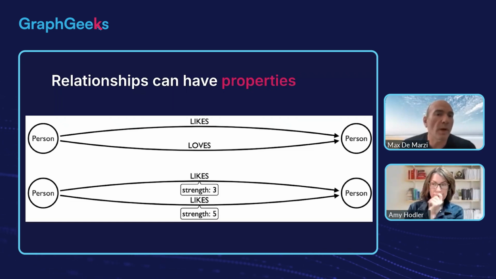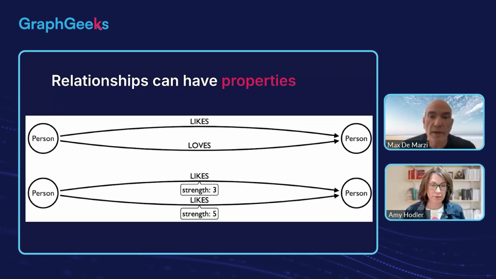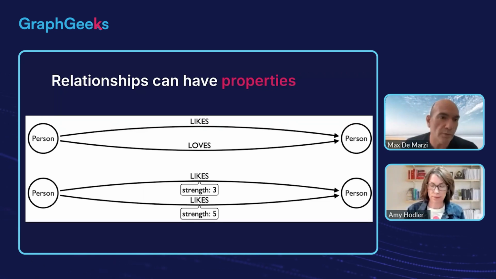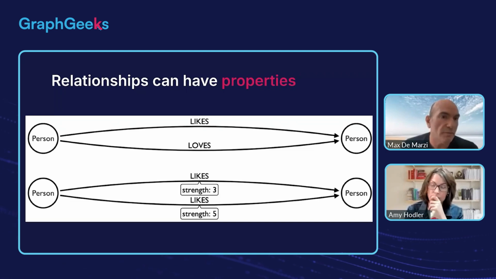Now, why would you choose one or the other? For example, we have a person who likes a person or loves a person, or has two different types of likes relationships, one with the strength of 3 and one with the strength of 5. Well, filtering for that strength property is going to slow you down. And if this is a key part of your query performance, maybe you want to skip that and just have the different types of relationships. You know right away that a loves means strength 5, and then you can skip having to check that property.